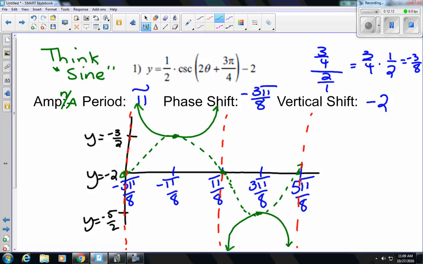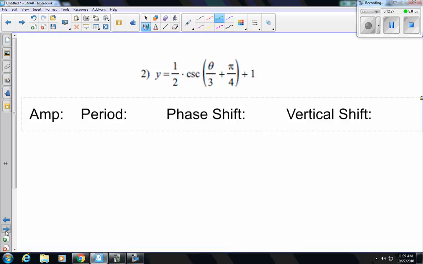Negative 3 halves. If I put in 3 pi over 8, I would get negative 5 halves. Those do have values. But points at the midline just so happen to be undefined. And this one, I want to make negative. So this is negative 1/2 cosecant theta over 3 plus pi over 4 and plus 1.